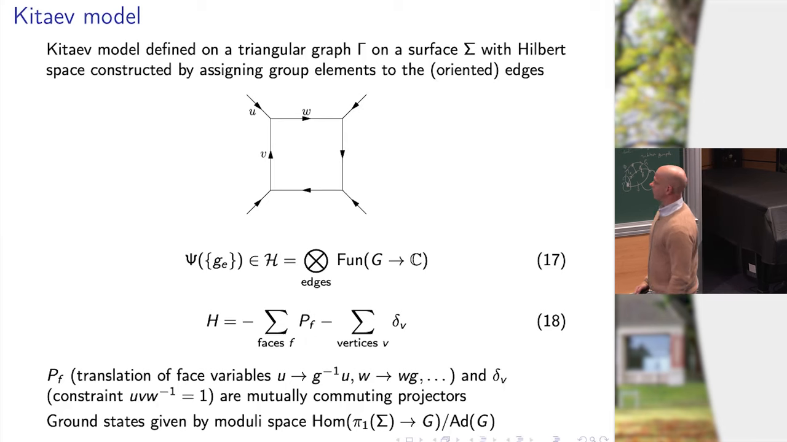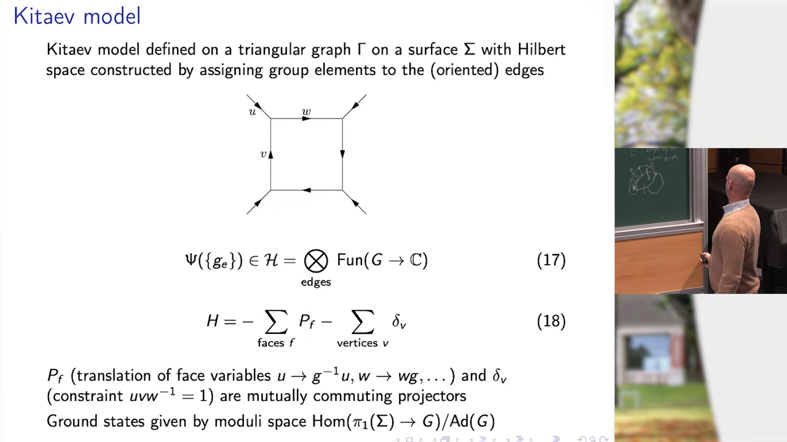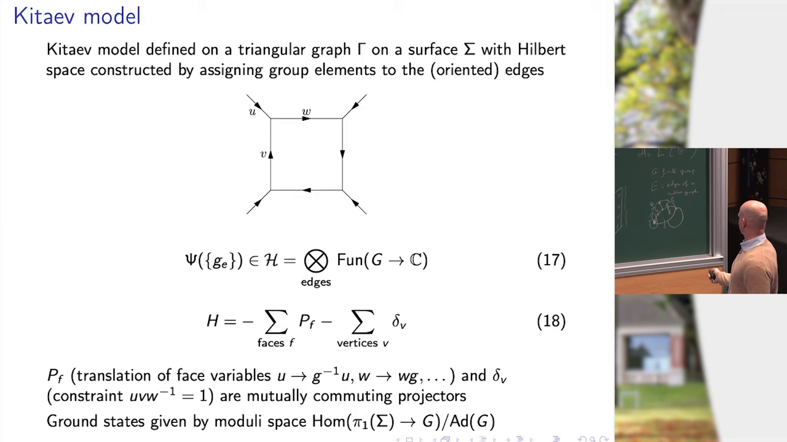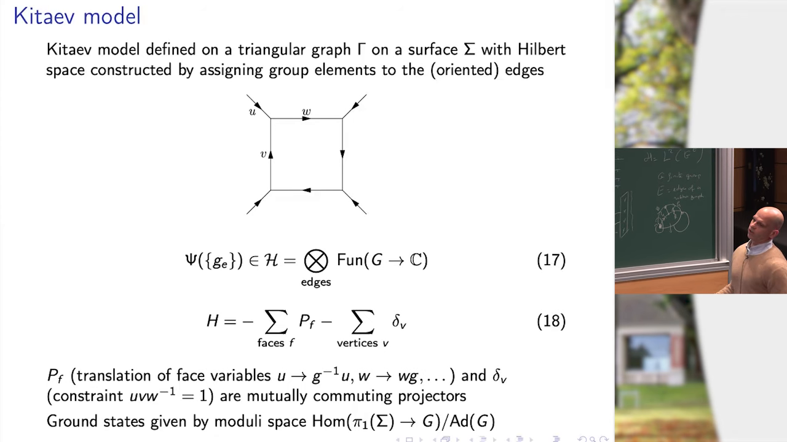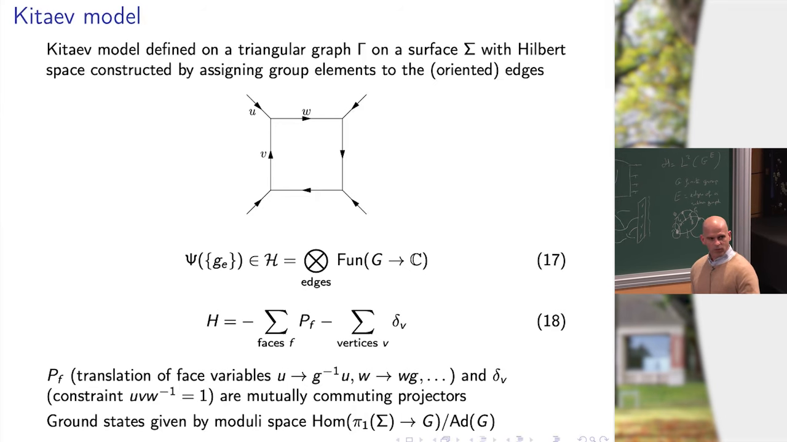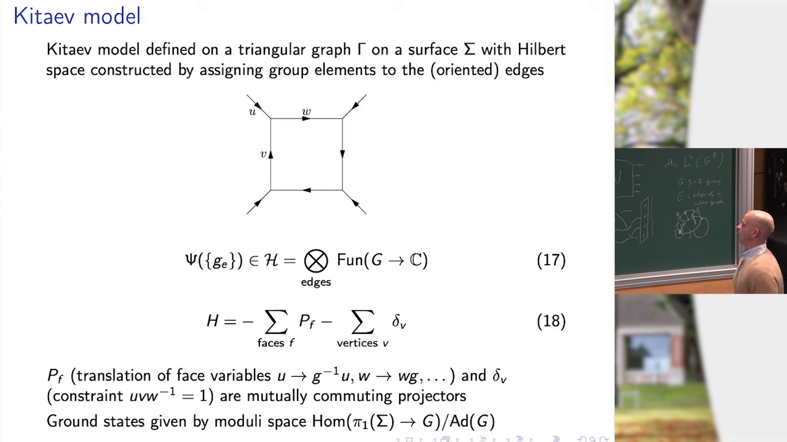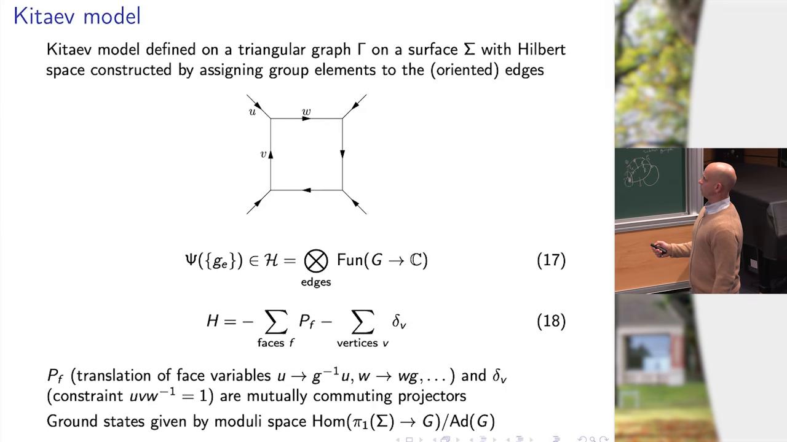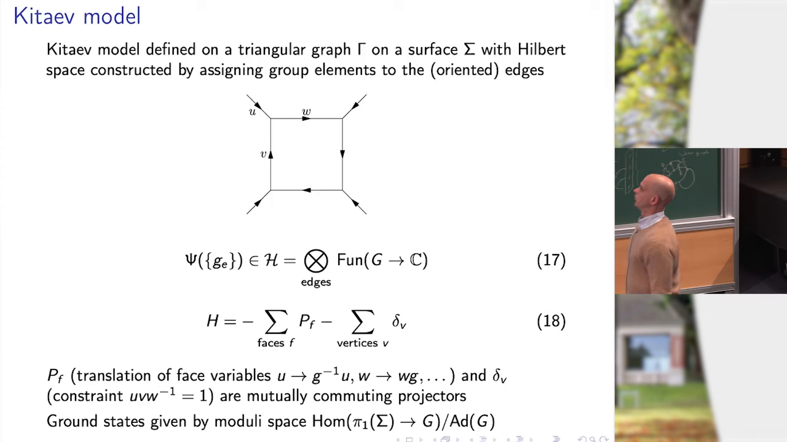And that's very easy because it amounts to choosing a given configuration. If the graph corresponds to a topologically trivial surface, so if it's embedded in the sphere, then for every holonomy, you can always gauge transform it to the identity. So this is just the image of the trivial flat connection. In the general case, the ground states are given by the homomorphisms from the pi_1 of the surface into G, divided by the adjoint action.